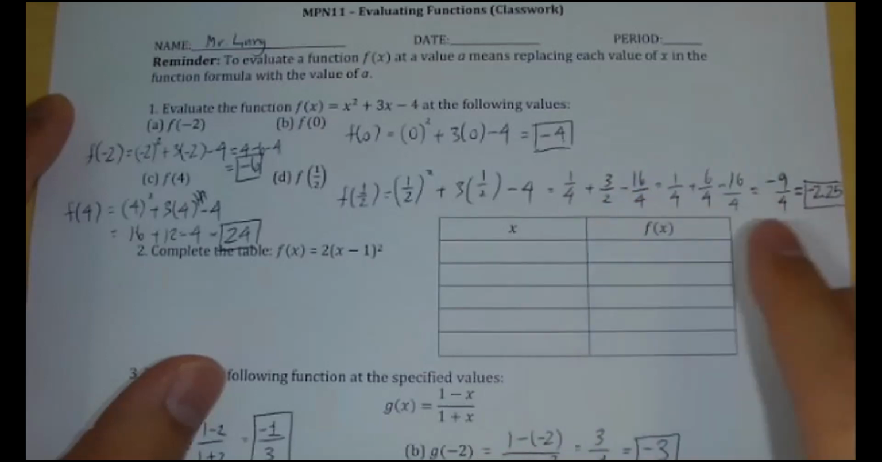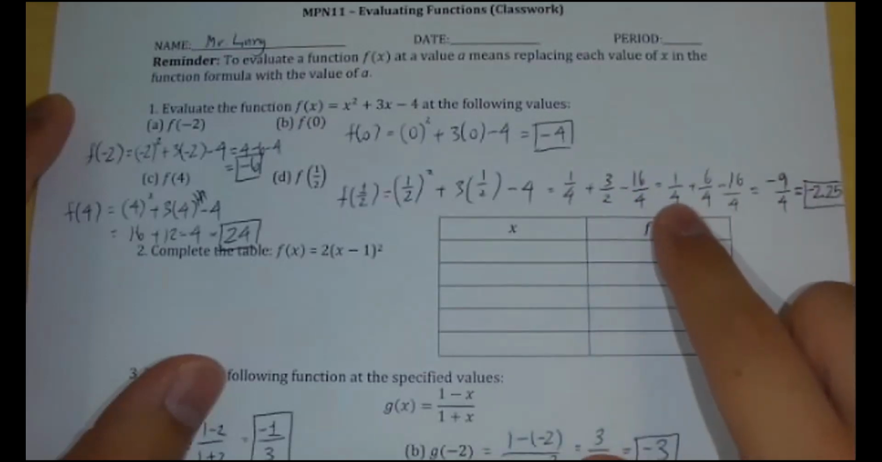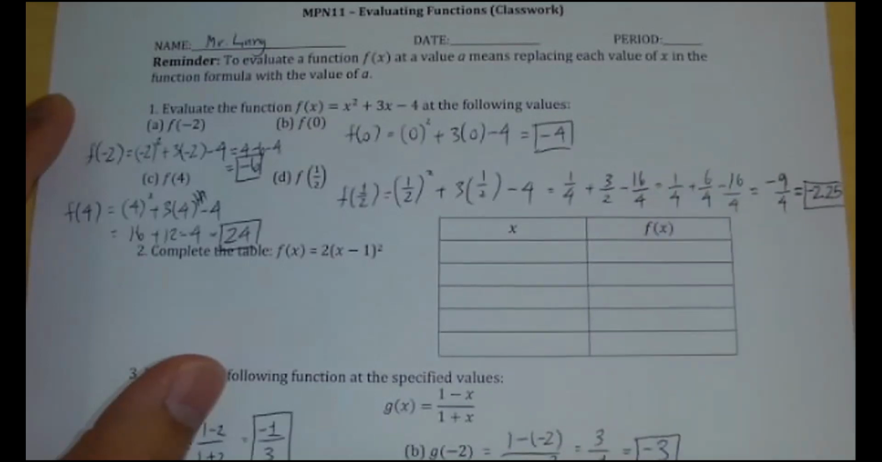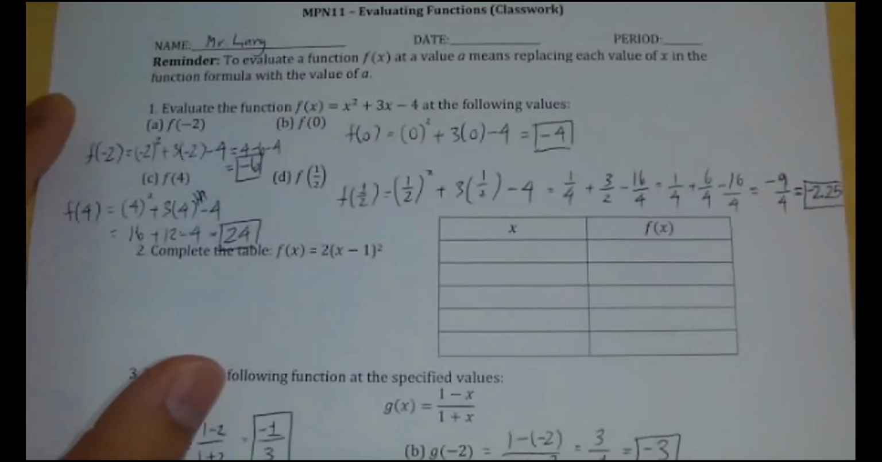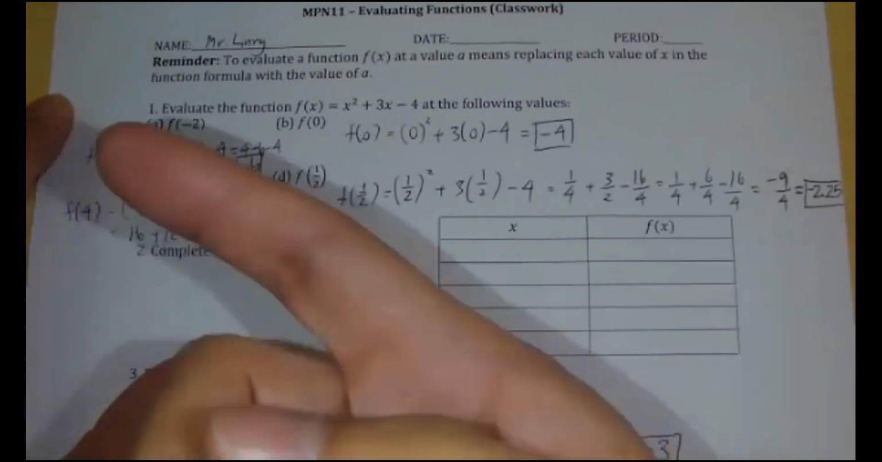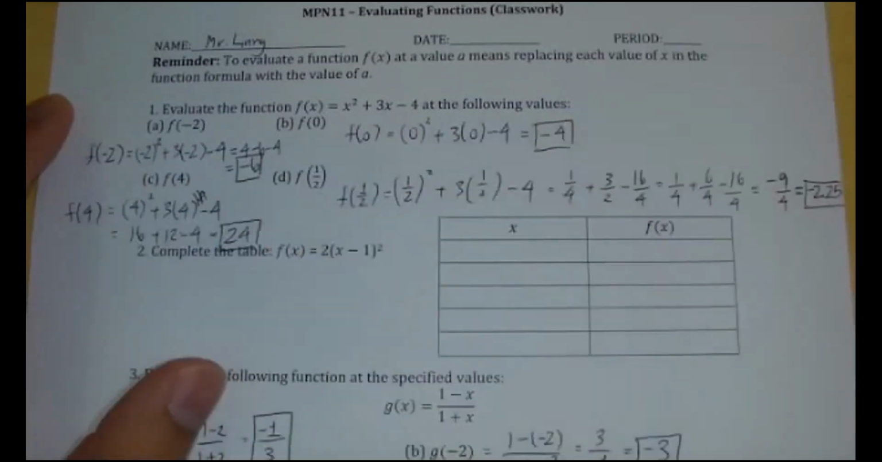Oh, sorry, looking at the wrong thing. 1 plus 6, 7. 7 minus 16 is -9. And -9 over 4, that'll be -2.25, or -2 1/4. Right. So those are your 4 answers for question 1. -6, -4, 24, and -2.25.